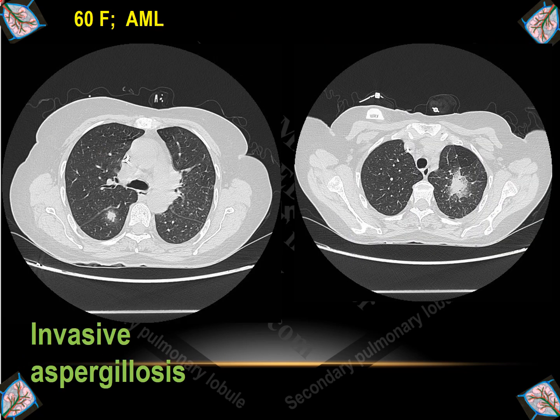This patient is 60 years old with acute myeloid leukemia. The female patient shows multiple halo signs, noted at the left upper lobe and in the superior segment of the right lower lobe, and was diagnosed with invasive aspergillosis as the patient has low immunity.